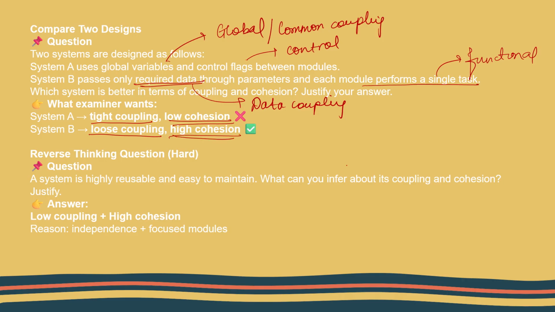As we saw, the best coupling or the best cohesion is in the case of functional because it is performing a clear specific task. Whereas in system A, we can see it's a global coupling. So global has some disadvantages also, that it can be changed easily. And control is your coupling.